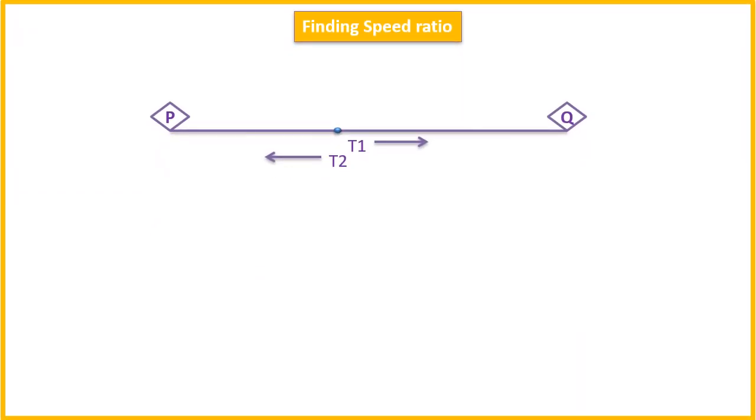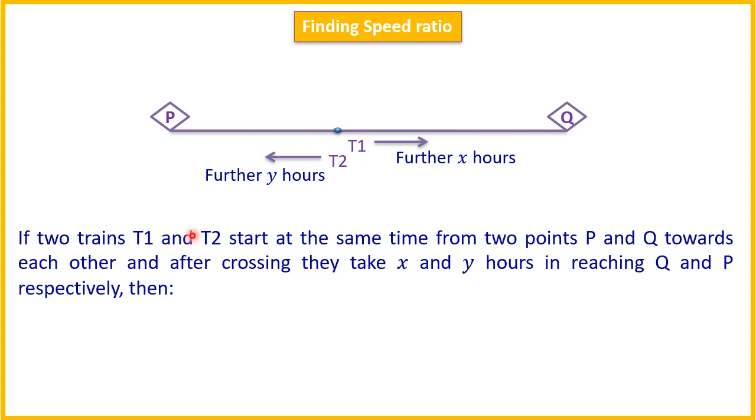Speed ratio. There are two trains T1 and T2. T1 goes from P to Q and train T2 goes from Q to P. Let us say they cross somewhere here, and after crossing, train 1 takes a further X hours to reach its destination Q, while train 2 takes a further Y hours to reach its destination P. Then how to find the speed ratio between these two trains? So that is what is mentioned here.